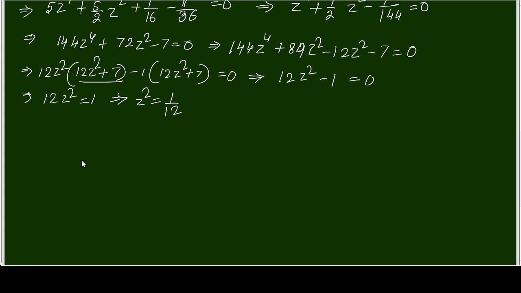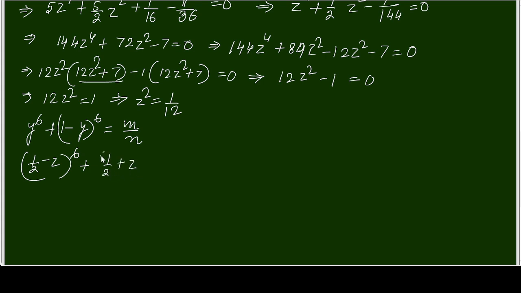So next, y to the power 6 plus (1 minus y) to the power 6 is given as m over n. We have taken y as half minus z, so (half minus z) to the power 6 plus (half plus z) to the power 6 is m over n. So let us again expand this expression using the binomial theorem.